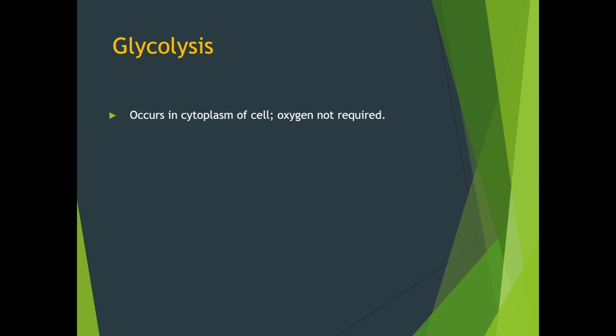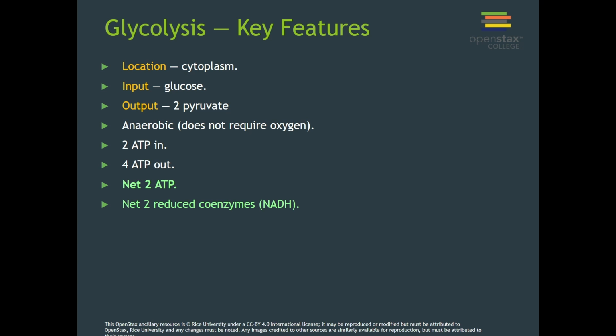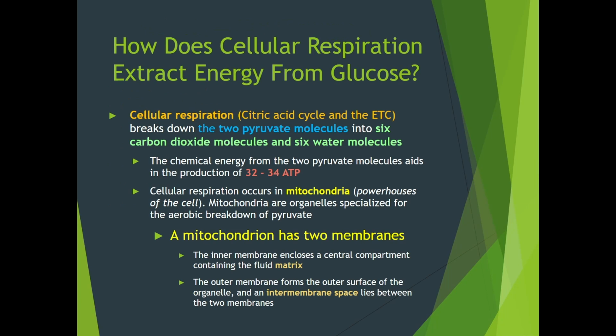So let's look at some overview. It occurs in the cytoplasm of the cell. Oxygen is not required, and it produces 2 pyruvate from an input of 1 glucose. It is anaerobic, meaning again, it does not require oxygen. And even though it utilizes 2 ATP, it puts 4 ATP out, which means we have a net of 2 ATP produced, and we're producing the electron carrier NADH. And we'll talk more later about what the electron carriers are for.